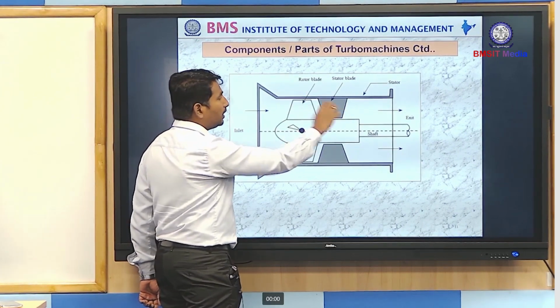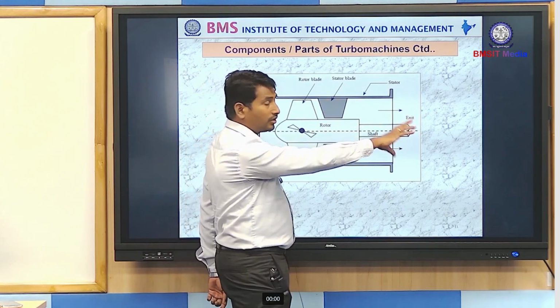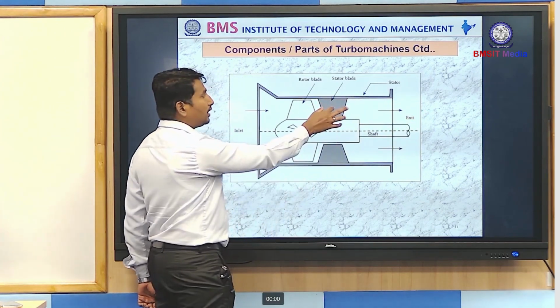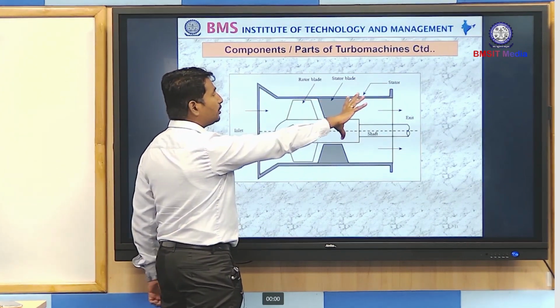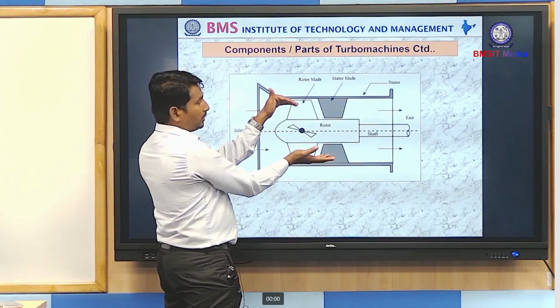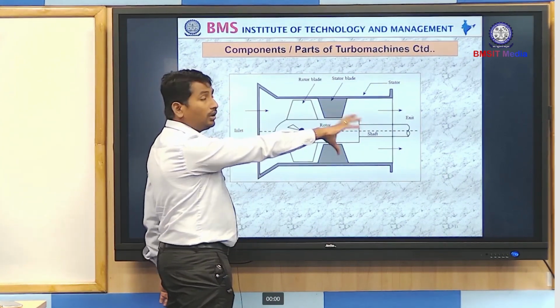See, there is a space given. In that particular space, the air will pass and again it will exit. So that is the function of a stator blade, and the stator blade is not mandatory for all the machines. The casing is used to keep all the components well within the specified space as well as to allow the fluid to flow in a particular direction.